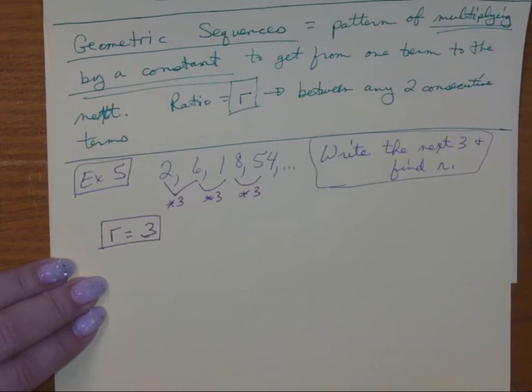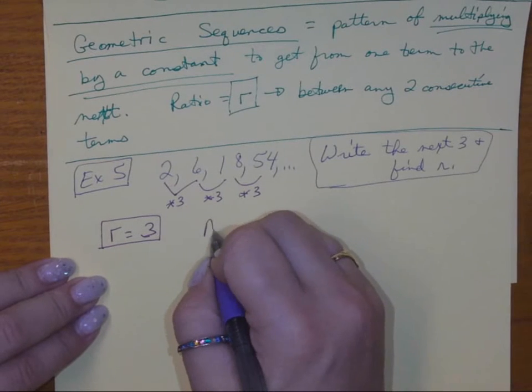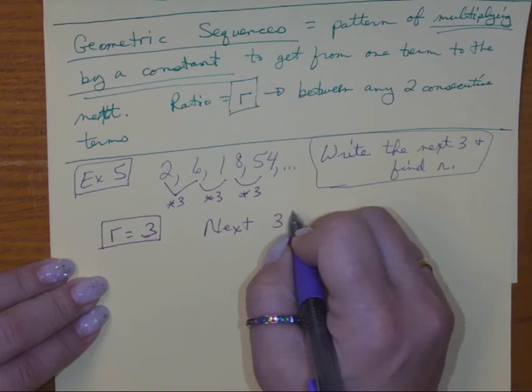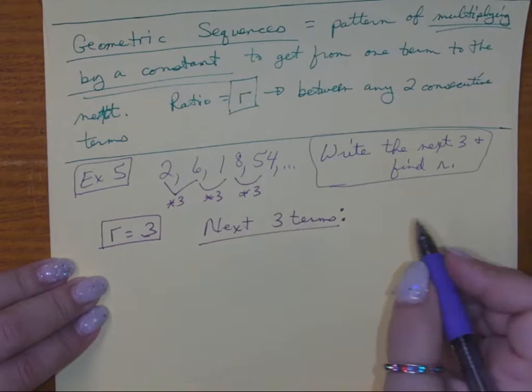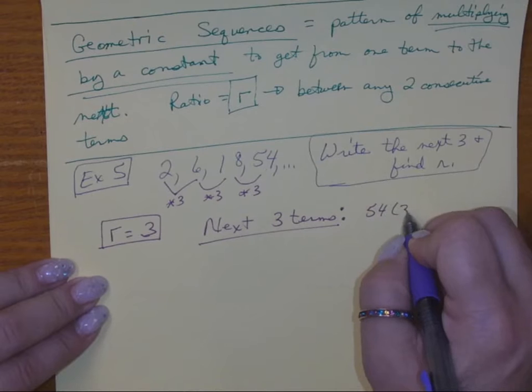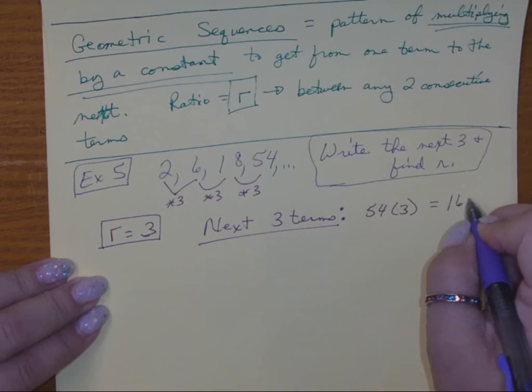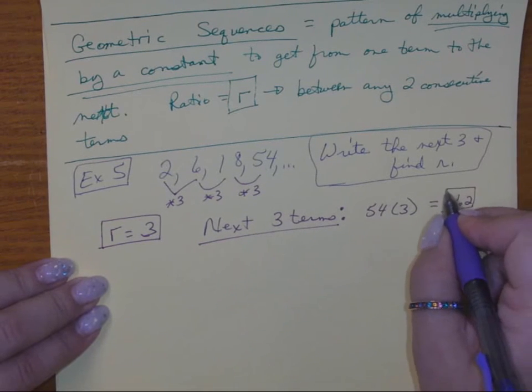And then once I know that, oh, that's pretty easy to find, right? The next 3 terms. I can say, oh, take 54 times 3, right? That guy is 162. Check me and make sure.